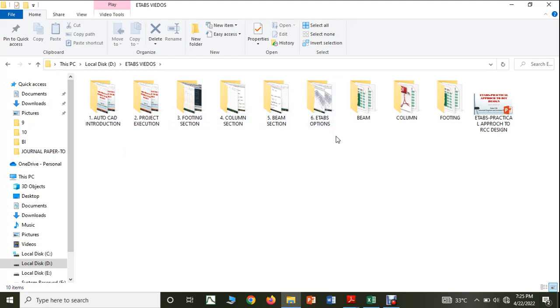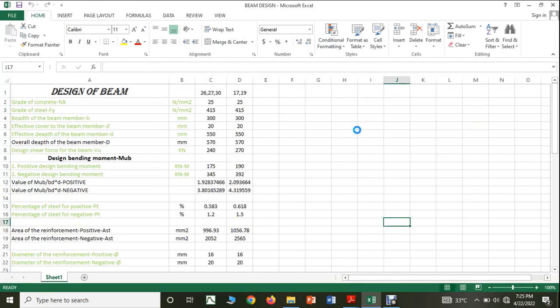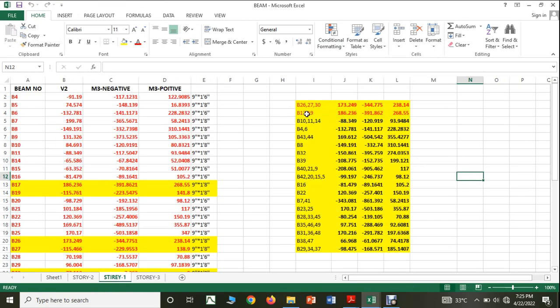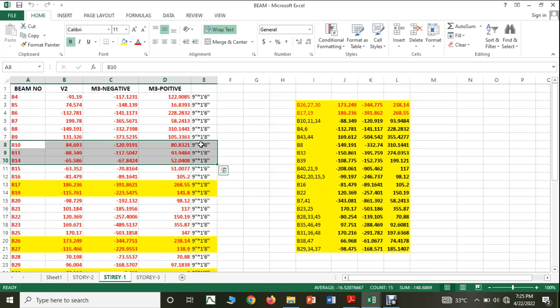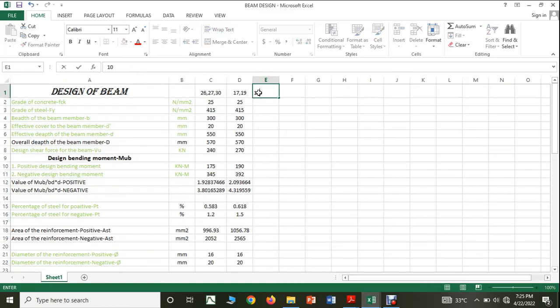So let us go to the next design of the beams. These 2 sets of beams have already been done. Now let us go to beams number 10, 11 and 14. If I check 10, 11 and 14, you can see that for all these 3 beams, the dimensions of the beams are the same, right? So therefore I can go for the design of 10, 11, 14.